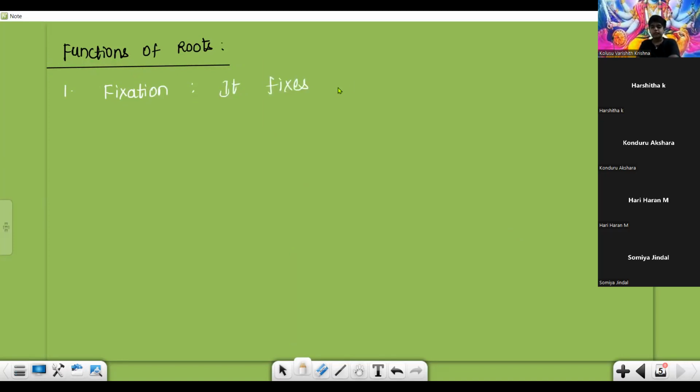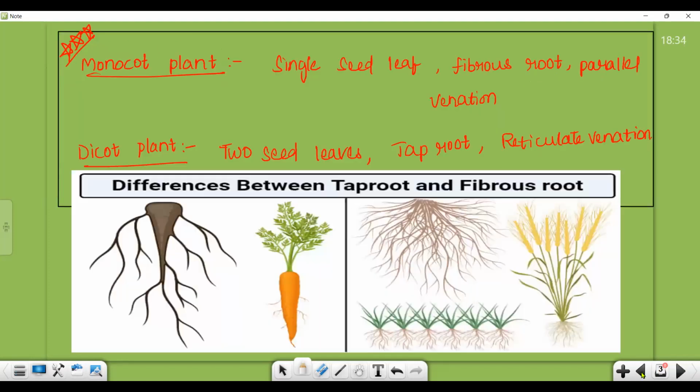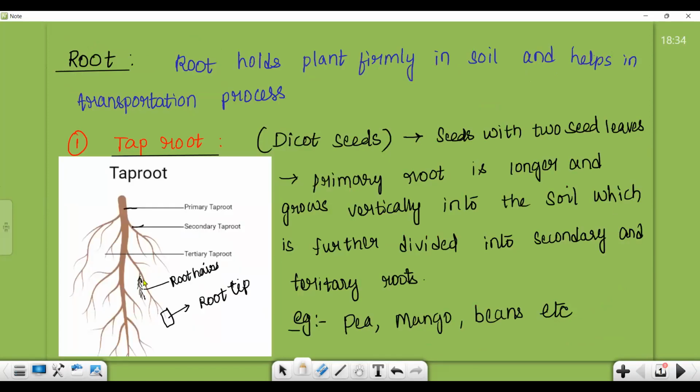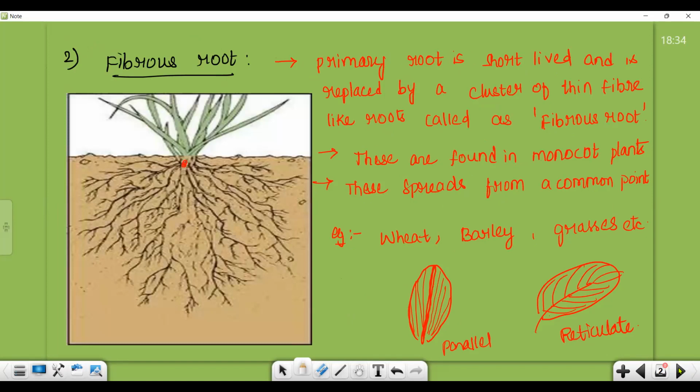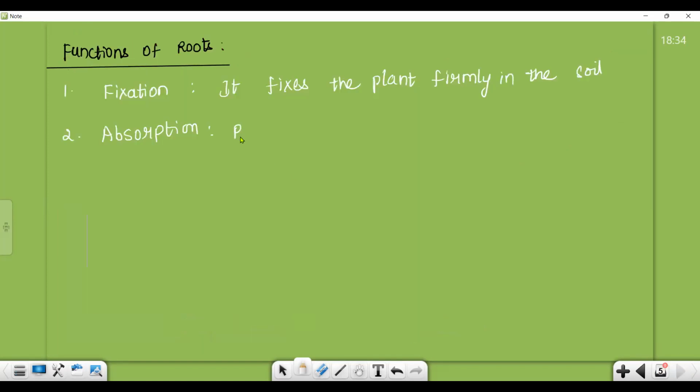It holds the tree or plant firmly in the soil. Okay, the next function: it helps in the absorption process, isn't it? In the first picture, I showed you the hairs on the root, right? There are hairs on the root. So these root hairs generally help in absorption of water and mineral salts from the soil.